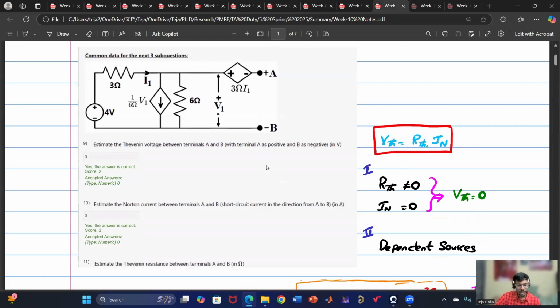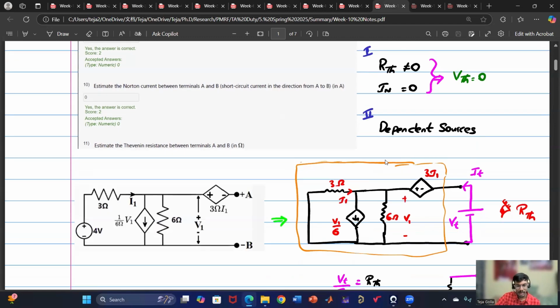So this is a very interesting thing. Here we are getting I Norton equals 0 and R Thevenin is not 0. Because I Norton is 0, you will get V Thevenin equals 0. So now they're asking R Thevenin, right? But R Thevenin is not infinite. Even if R Thevenin is a finite value, because I Norton is 0, V Thevenin will also be 0. So in that case, how to calculate R Thevenin?